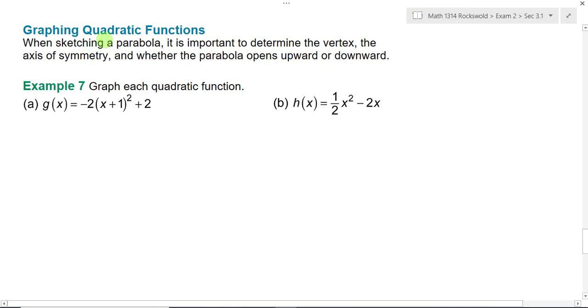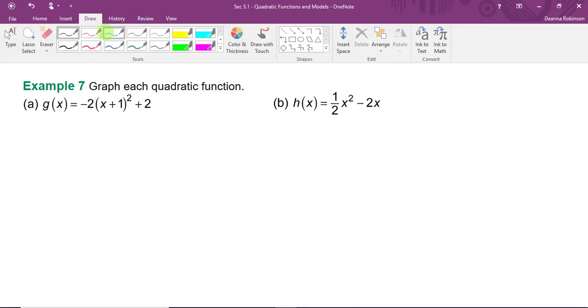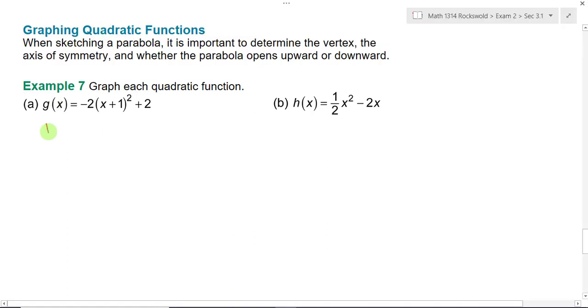We can use this information about the vertex, axis of symmetry, the y-intercept, and how the graph opens in order to sketch the graph. So in example 7, I want you to graph each of the quadratic functions. In order to graph these, we're going to need to start with a grid. Well, actually, before I draw my grid, let's identify where the vertex is.